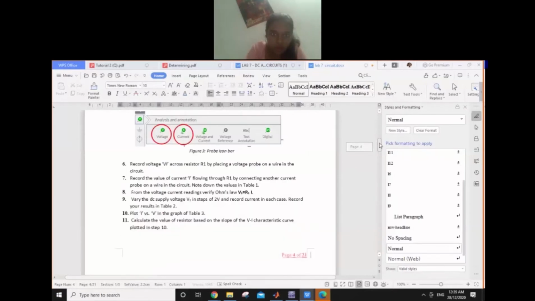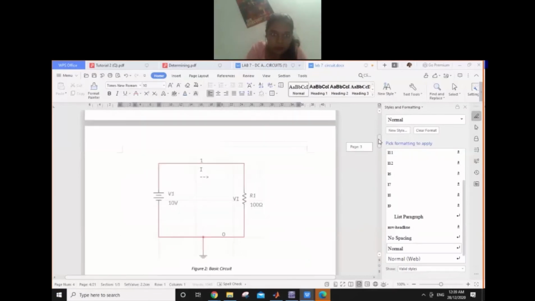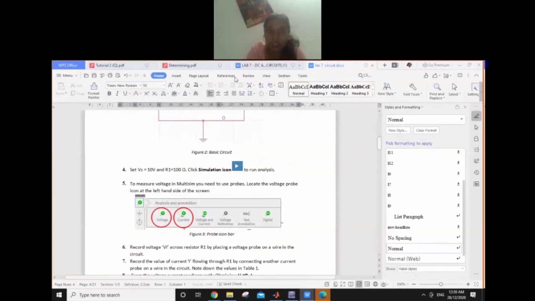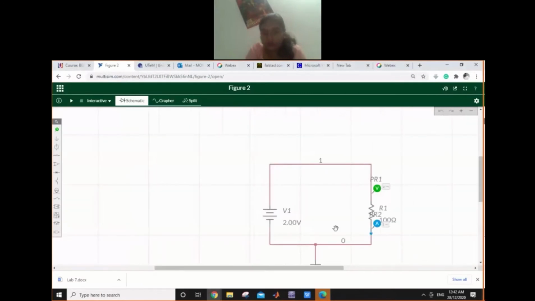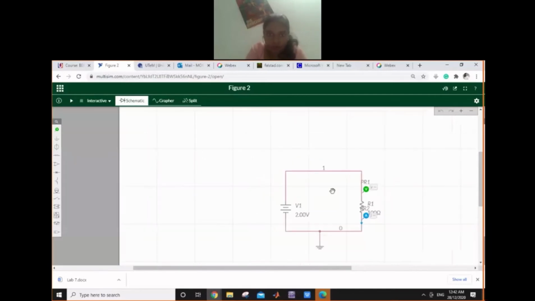So I'm going to show you figure 2 in my Multisim. So this is our figure 2. The circuit is constructed the same as shown in the lab sheet.